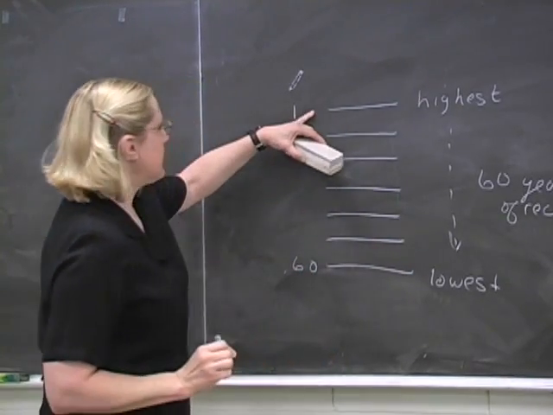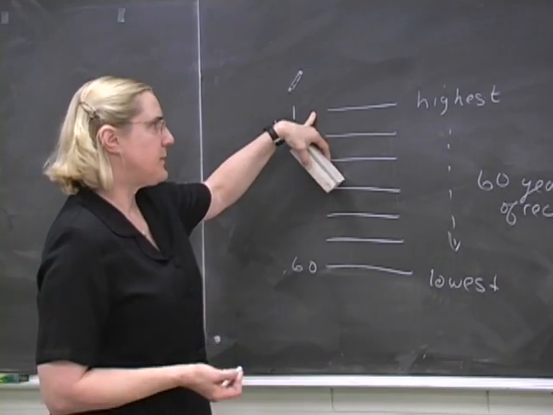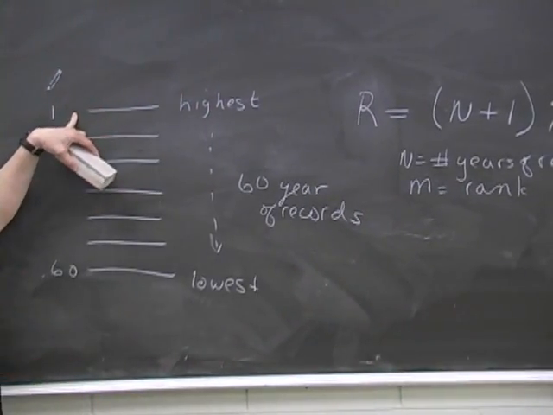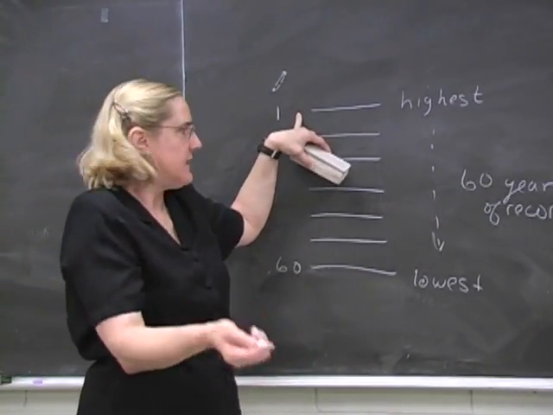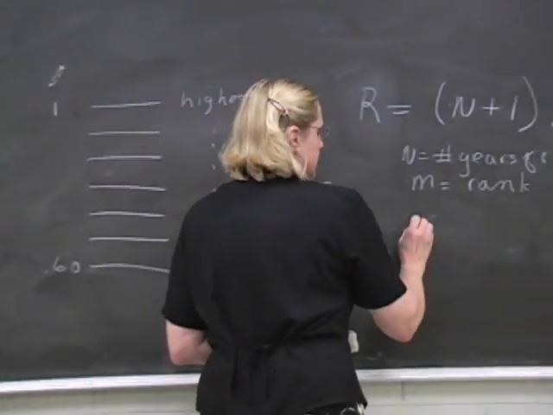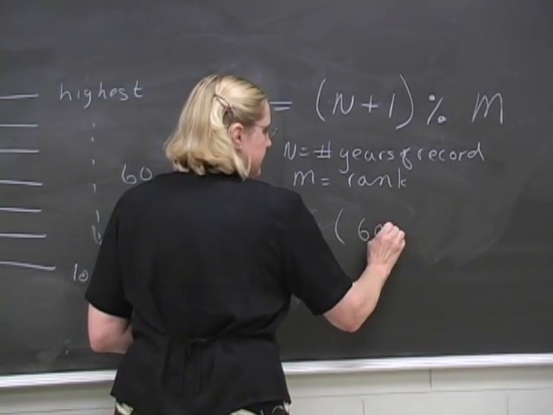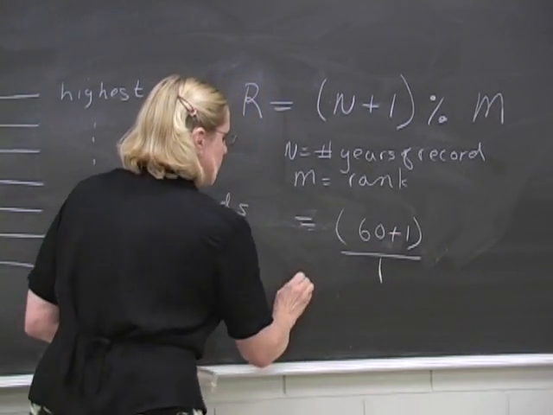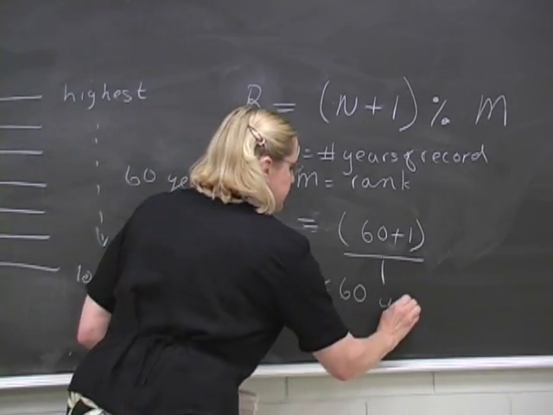So let's say we want to calculate the recurrence interval for the maximum flood. Well, we know that since we only have 60 years of records, it can only, on average, happen every 60 years. To calculate that, it's essentially 60 plus 1 divided by the rank, which is 1, so it's about 60. And this is in years.